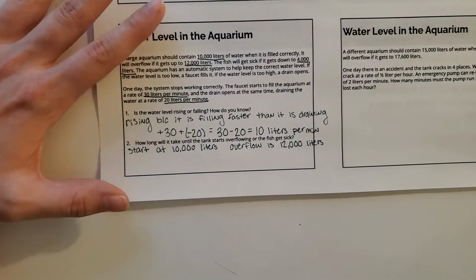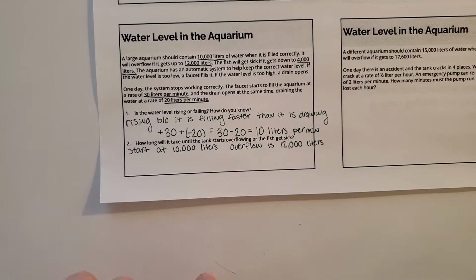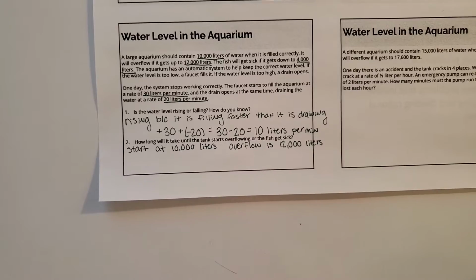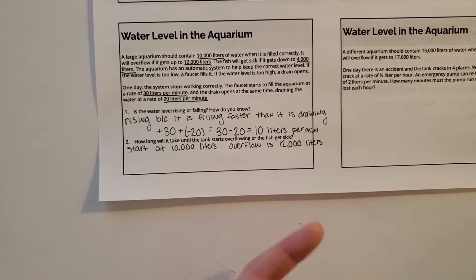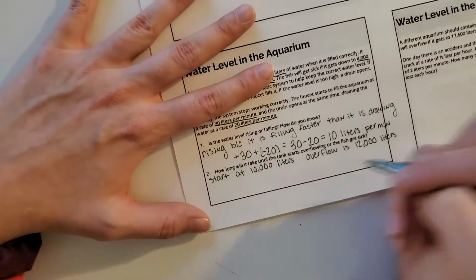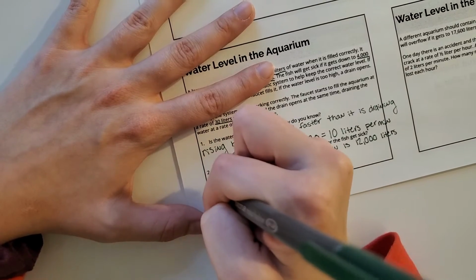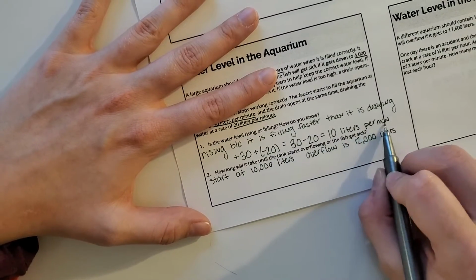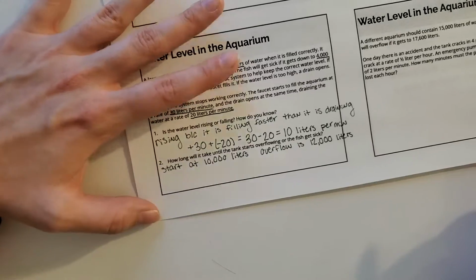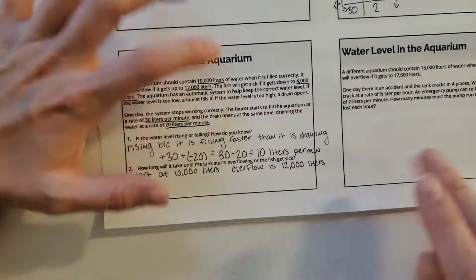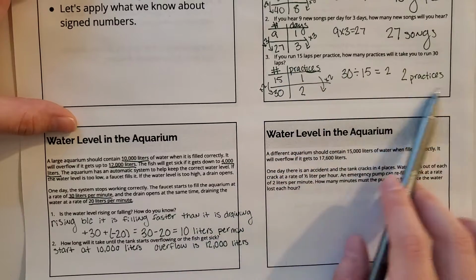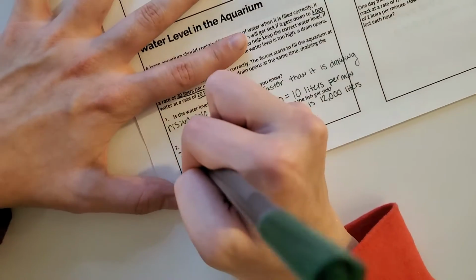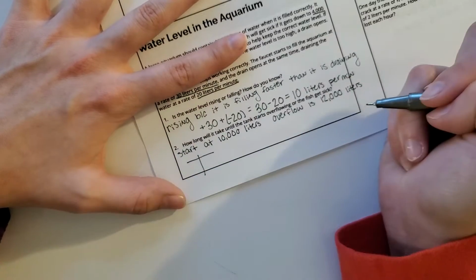which means that we need to figure out how quickly it would take to get to the 12,000 liters or to fill 2,000 liters. So I need to know how quickly we can get to 2,000 liters using our 10 liters per minute. So again, this is going to be kind of similar to this problem up here. Well, I'm going to use division. I'm going to create a table real quick to help us.